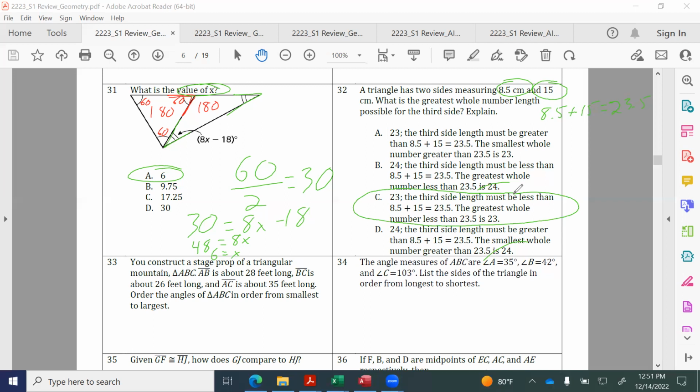Again, in order to find the range of values that works, add and subtract. So on this one, you just had to add them to find the highest number, and this is the greatest whole number. So 23 was the greatest whole number.